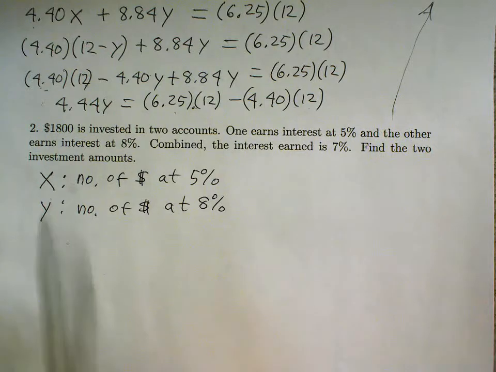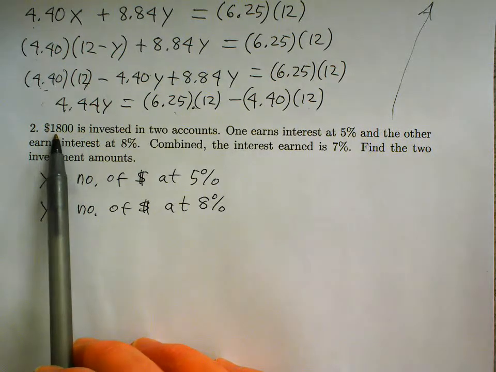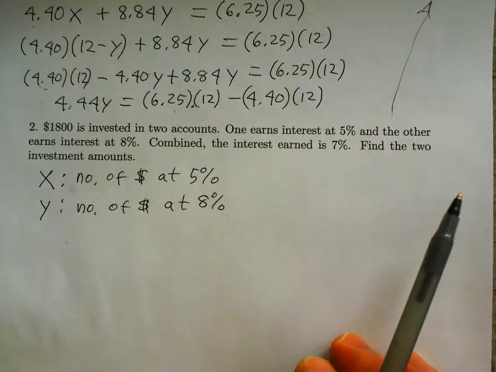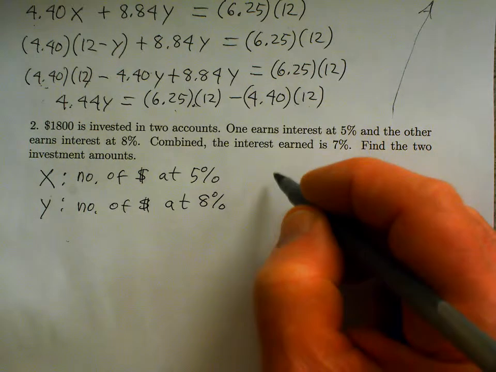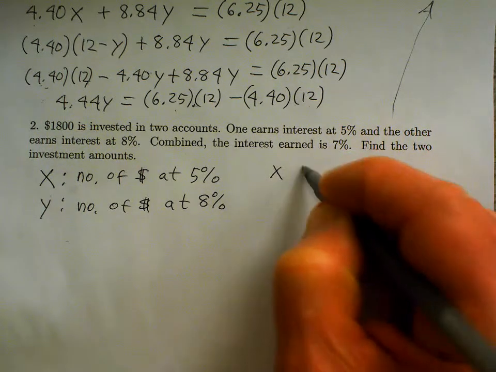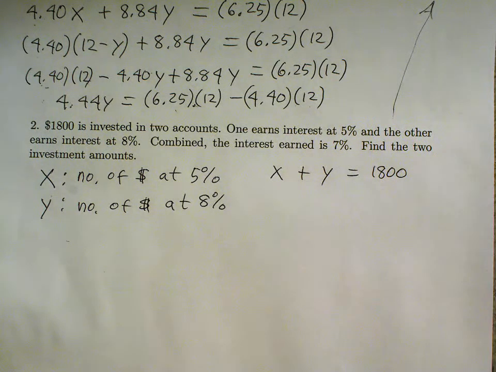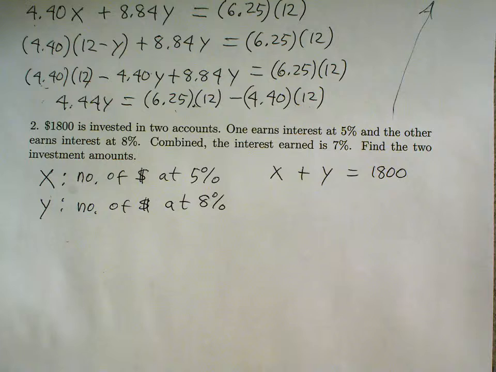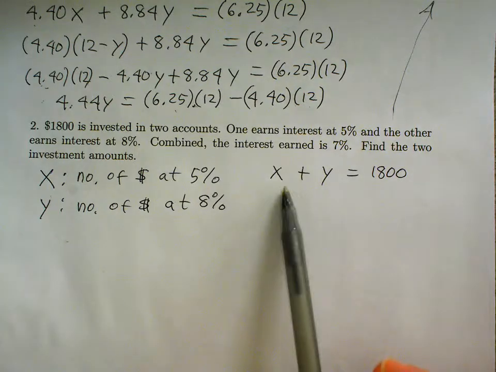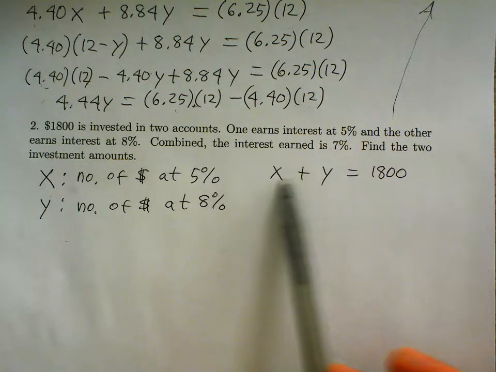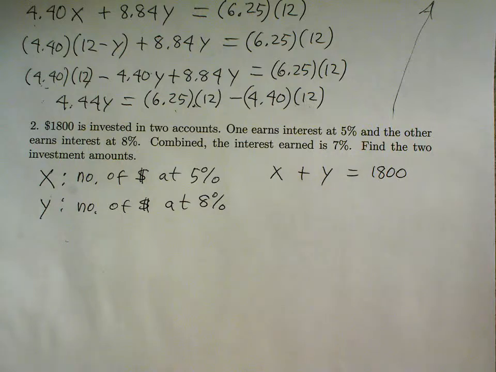And altogether, $1,800 is invested. So that means one of our equations is x dollars plus y dollars equals $1,800. In this equation, each of the terms represents a certain amount of money that is invested. And then in the second equation, each of the terms represents the amount of interest that is earned.